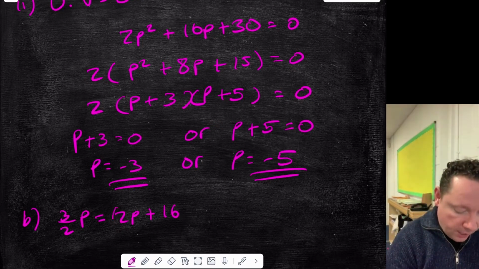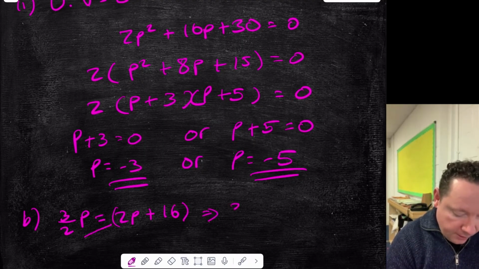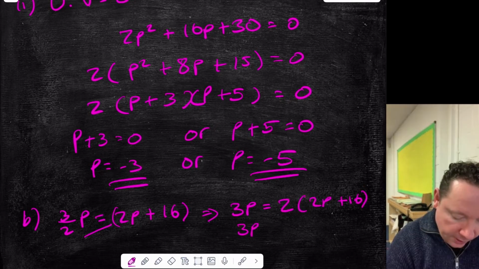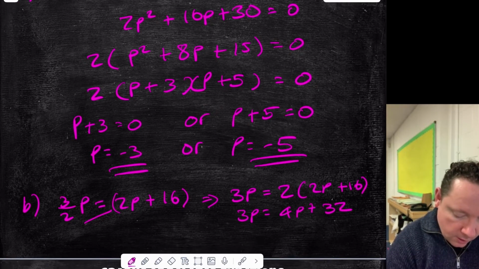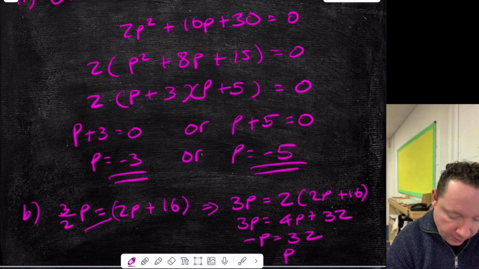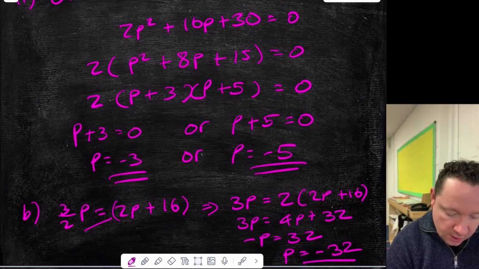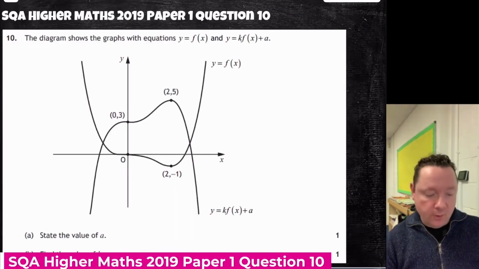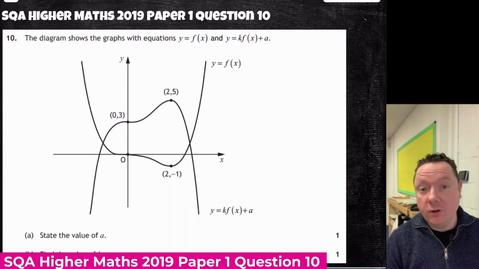So if I put brackets around that side, that means I can times by the bottom. So 3p is equal to 2 times 2p plus 16. 3p equals 4p plus 32. So taking it over to the other side, you would get minus p equals 32, or p equals minus 32. And we're done there. SQA Higher Maths 2019, Paper 1, Question 10, Graphs of related functions.